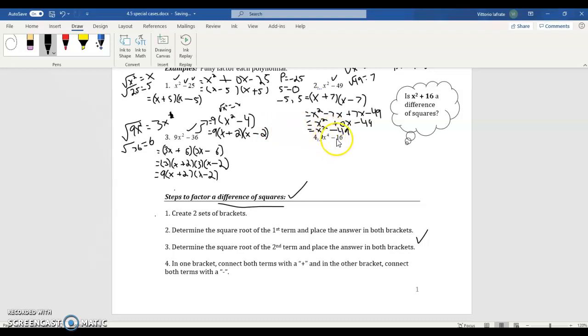Let's take a look if this is a difference of squares. So it is, and the reason I know it is because again I have x to the power of 4. And you can do the square root of x to the power of 4, and the square root of x to the power of 4 is going to be x to the power of 2. So that is a perfect square there. And so I'm going to make my set of brackets here. Let's just double check, see if 16 is a perfect square. It is. The square root of 16 is 4.